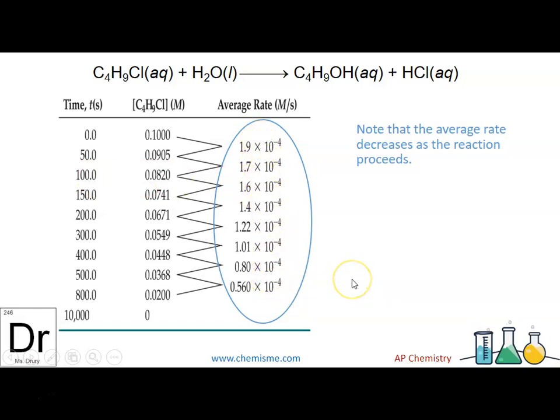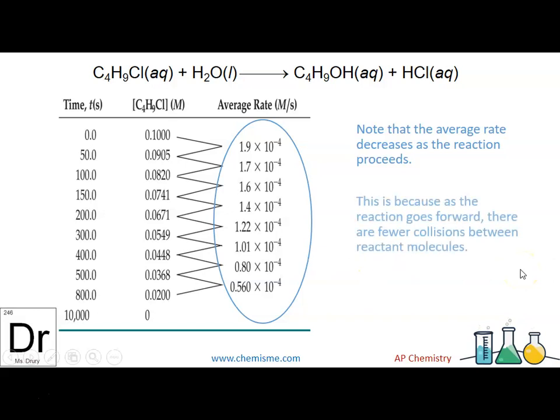Why would that be? I want you to think about why it would go slower as the reaction keeps going. The answer is because as the reaction goes forward, there are fewer collisions. There's less stuff to collide because we've reacted it all. So if there's less concentration, there's going to be fewer collisions, and if there are fewer collisions, the reaction rate is going to go slower, right? It's going to take longer for those 2 or 3 last particles to find each other and collide the right way.